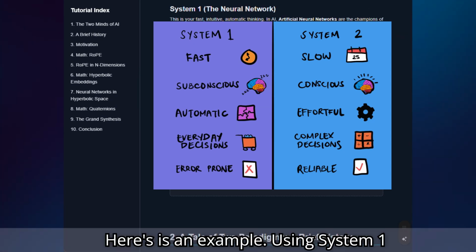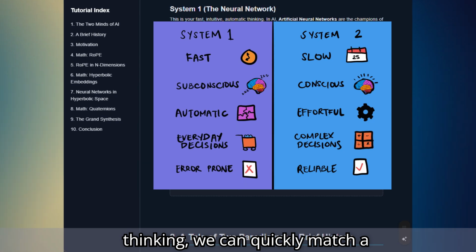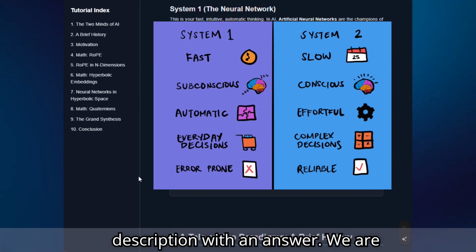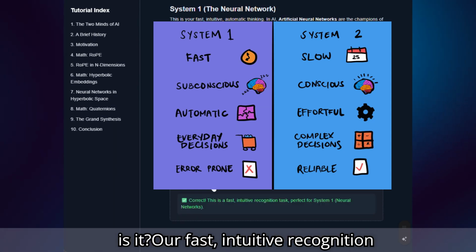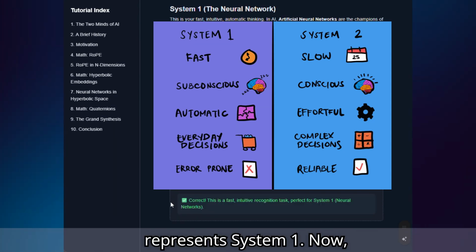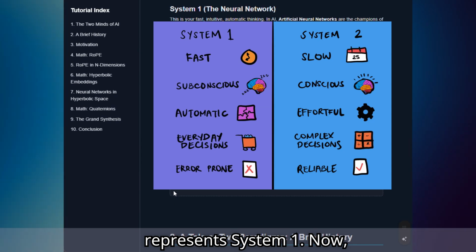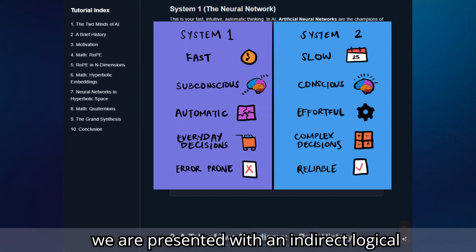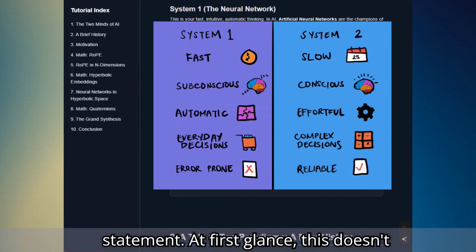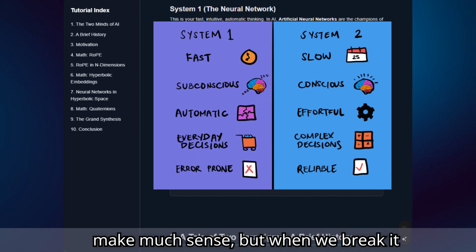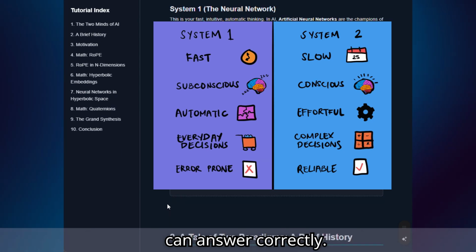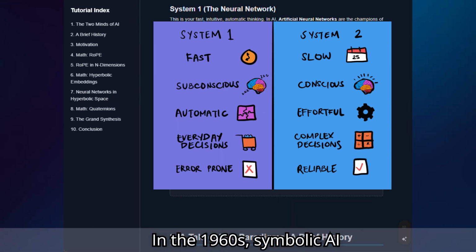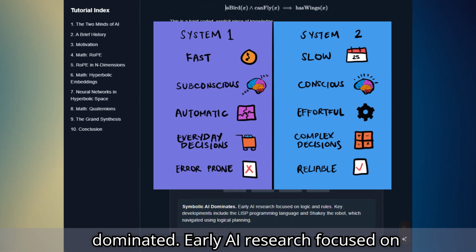Here's an example. Using System 1 thinking, we can quickly match a description with an answer. We are presented with a picture of a dog. What is it? Our fast, intuitive recognition represents System 1. Now, we are presented with an indirect logical statement. At first glance, this doesn't make much sense, but when we break it down and compare the logical meaning, we can answer correctly.